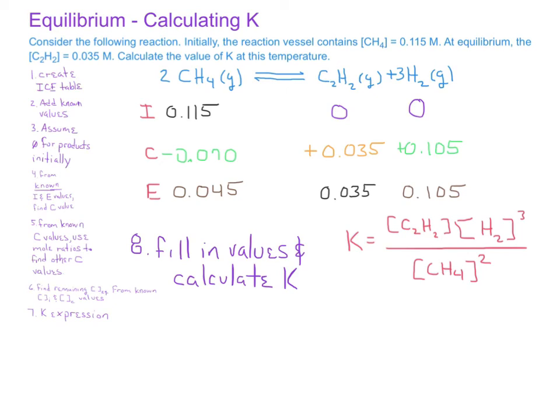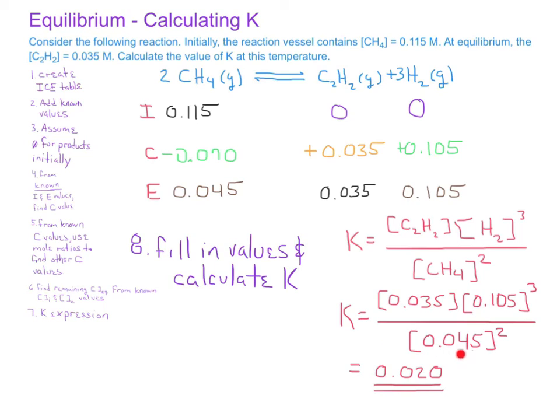The last thing we have to do now is fill in the equilibrium values that we just solved for, and then we'll use those equilibrium values to calculate the value of the equilibrium constant. And when we plug in those values, and we're careful to make sure we cube the concentration of the H2, and we square the concentration of the CH4, we find that the value of the equilibrium constant for this equation is 0.020, and again, that is a unitless quantity.